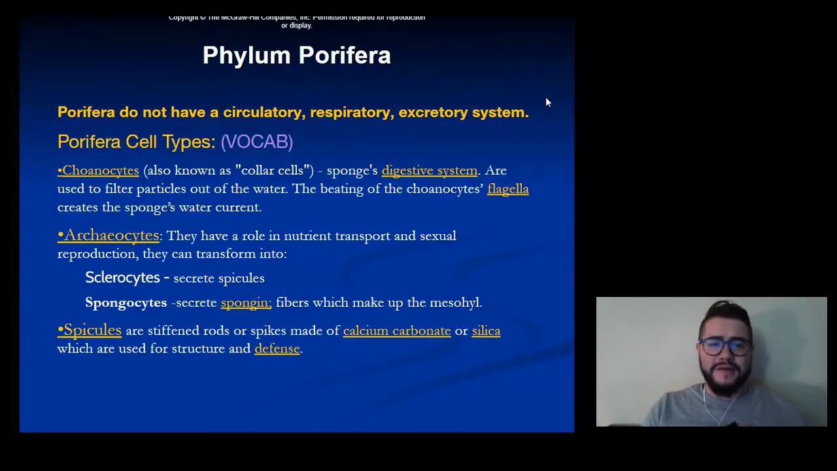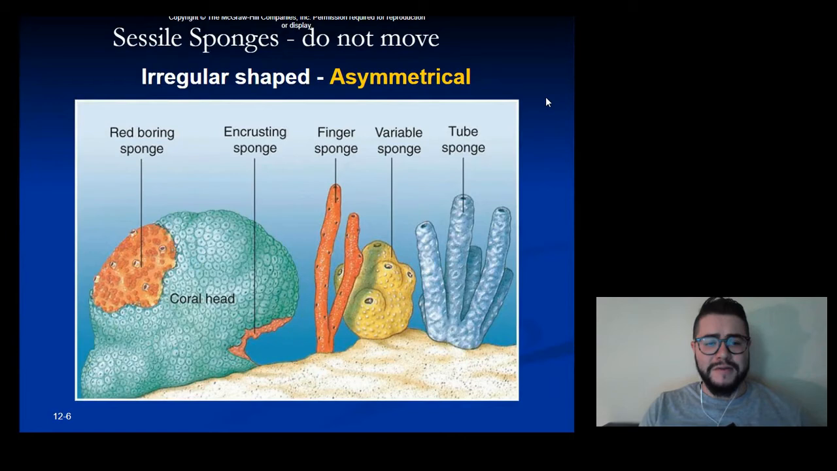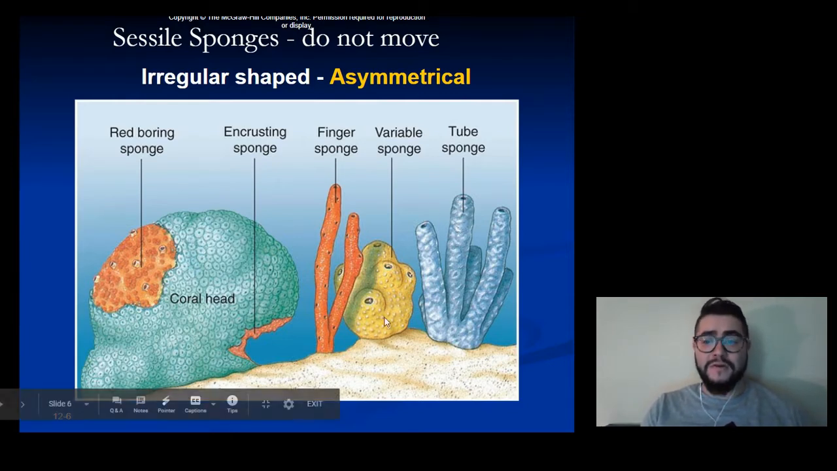Sponges have no circulatory system, no respiratory system, and no excretory system. Sponges are also asymmetrical, so they have an irregular shape for their whole body. They might have a little tube on their body that might look radially symmetrical or bilaterally symmetrical, but if you look at its whole body, it's usually asymmetrical.